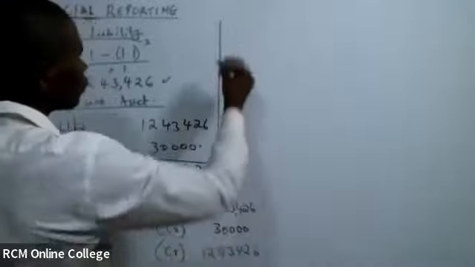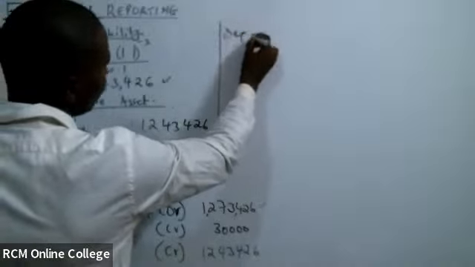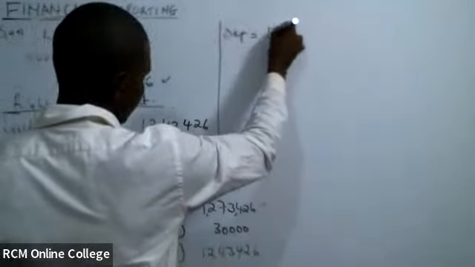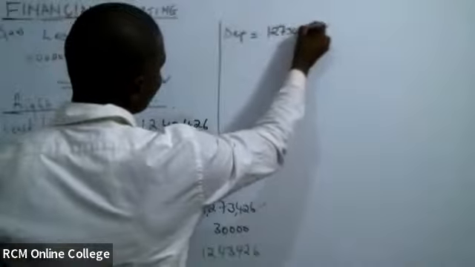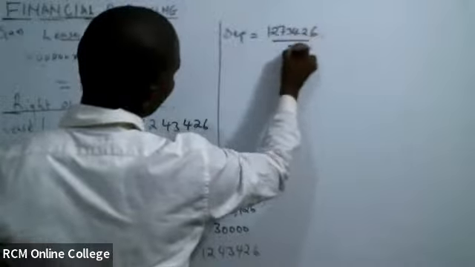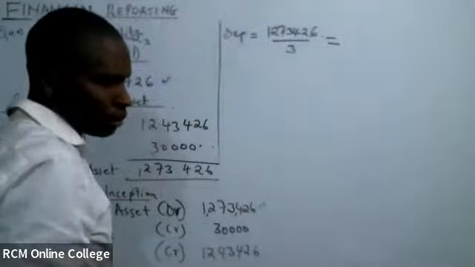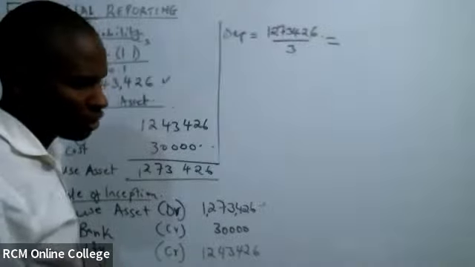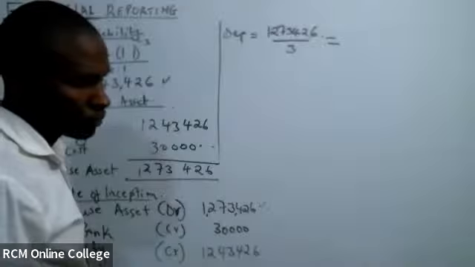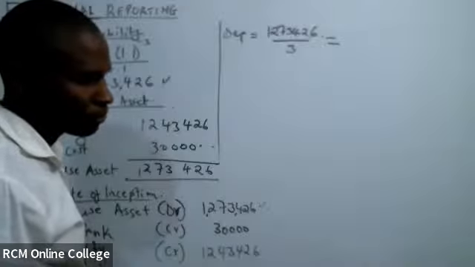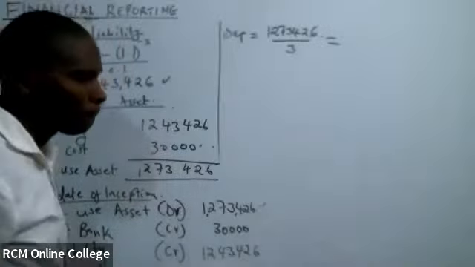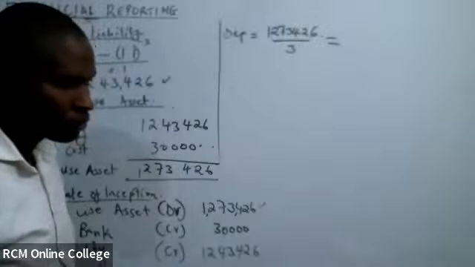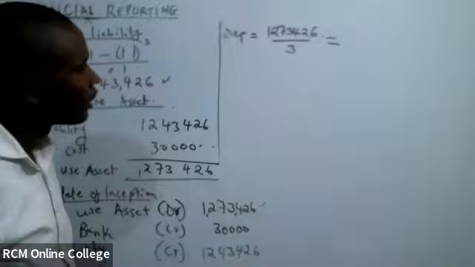because we shall be required to come up with the extract of the income statement, extract of the balance sheet. So depreciation would be equal to, we use the straight line method, 1273,426 divided by 3. That is the period the receipt stayed with the item. So what is the depreciation at that point? Divide by 3.